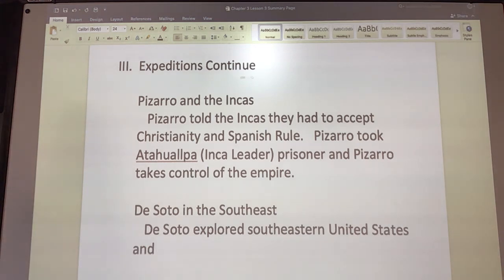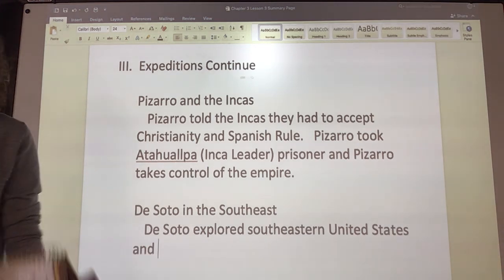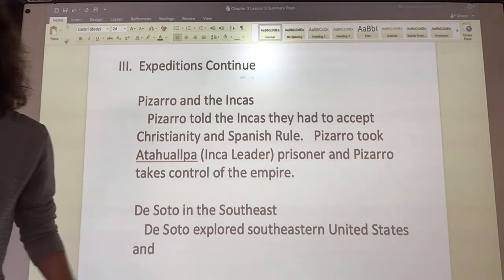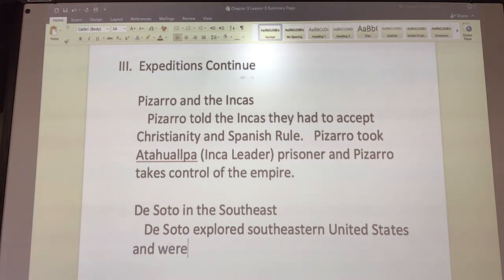What else did he do? His group of people were the first to what? What are they the first to do? The first to see. First Europeans, anyways. Adam? They're the first to see the Mississippi River. Yeah. To see the Mississippi River.